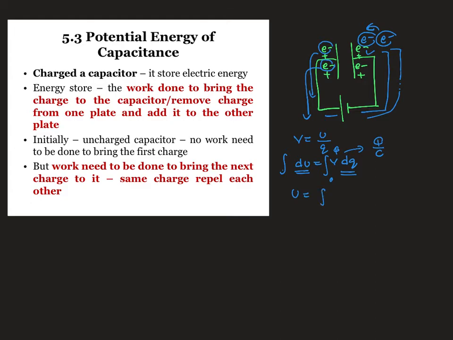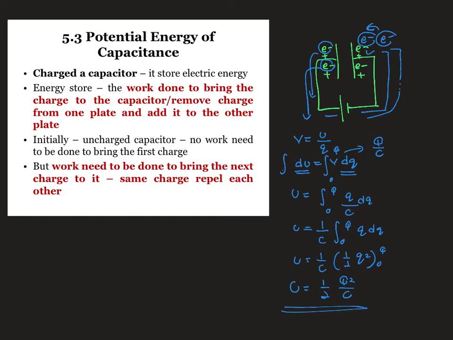So I'm going to put it here as 0 to Q, which means Q over C dQ. Capacitance will be constant, therefore we're going to put it outside. This one is going to be 1 over C times the integral of Q dQ. The integration of Q dQ, you are going to get 1 over 2 Q square. That's the reason why you are going to get your final formula: U, which is the potential energy, equals 1 over 2 Q square over C.